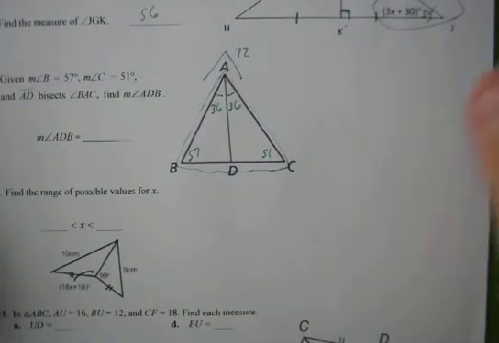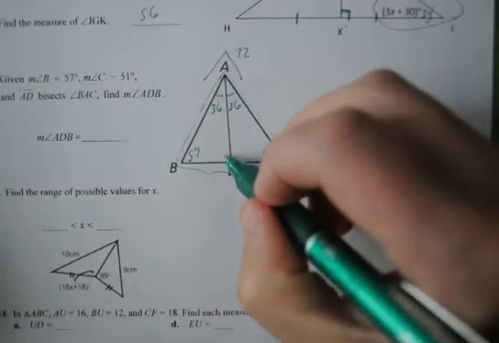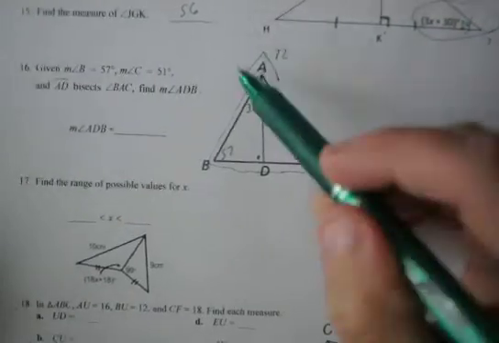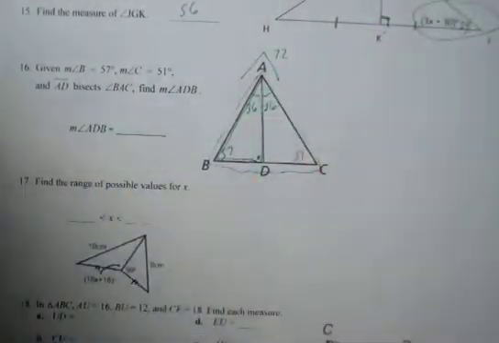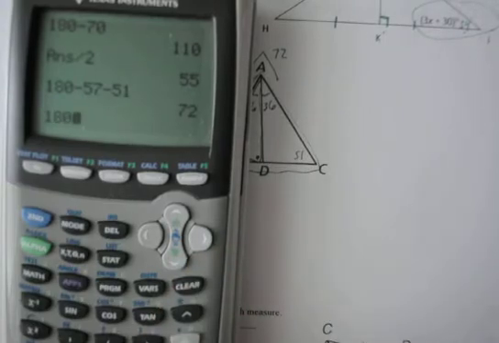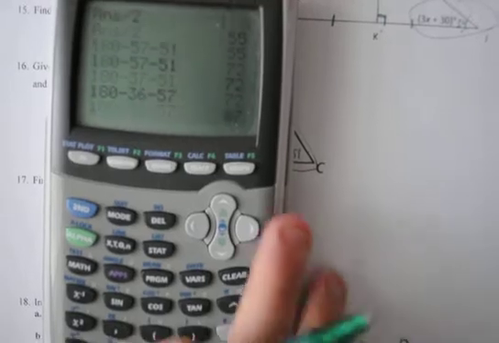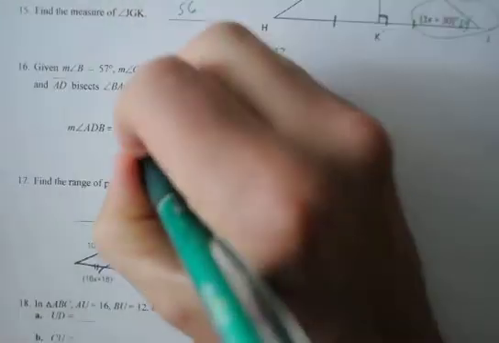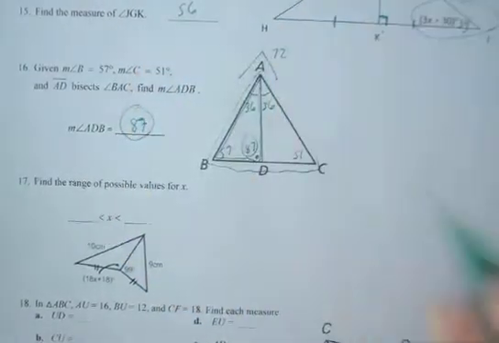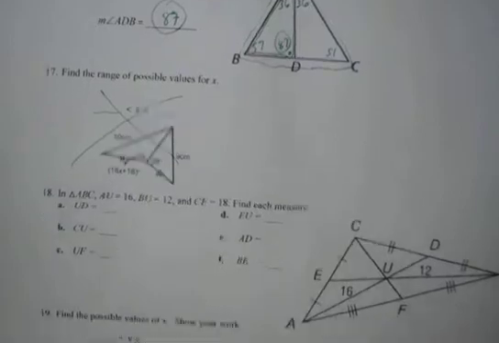And we have to now figure out the measure of ADB. That's this angle right here. So once again, use 180 degrees, but with this triangle. So 180 minus 36 minus 57. 87. So it has to be 87 degrees there. Alright, 17 we're going to skip. We didn't get to that one.